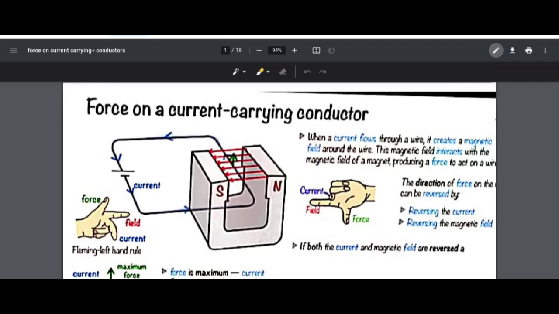IGCSE physics, we have to do the topic force on a current carrying conductor. So do you have any idea how we can solve questions like this? What does it mean by force on a current carrying conductor?